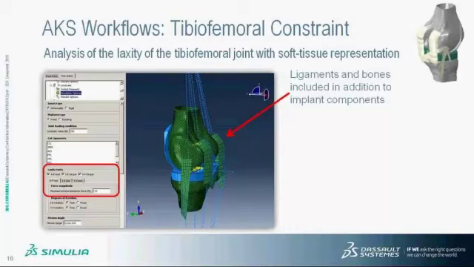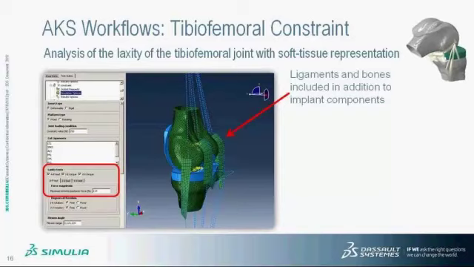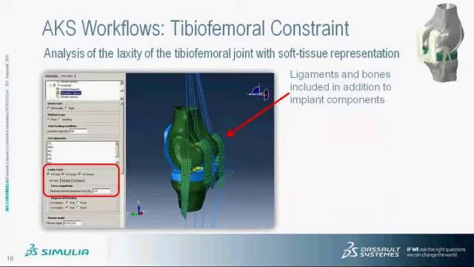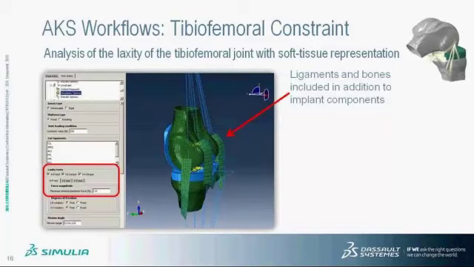Similar to the previous workflow, a number of laxity tests are included in workflow 3, and they are the anterior-posterior load, internal-external torque, and valgus-varus torque. As you can see here, the loads are applied directly instead of displacement.